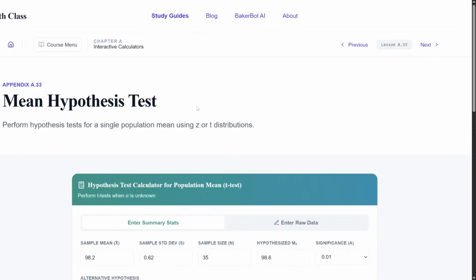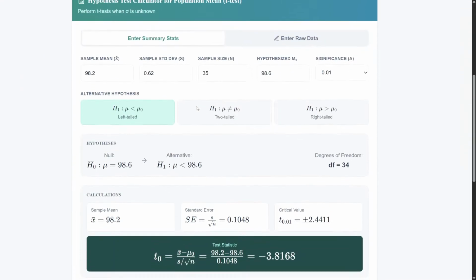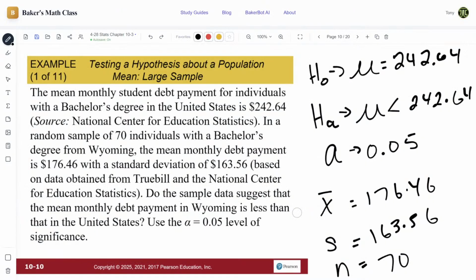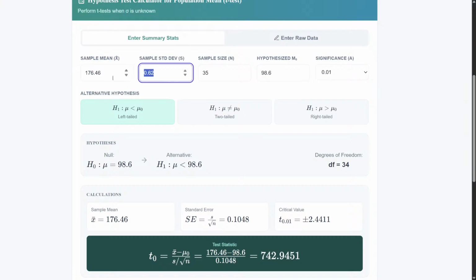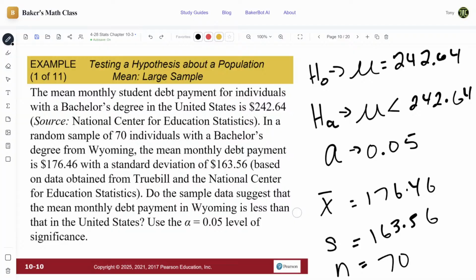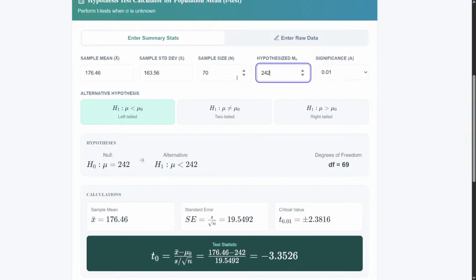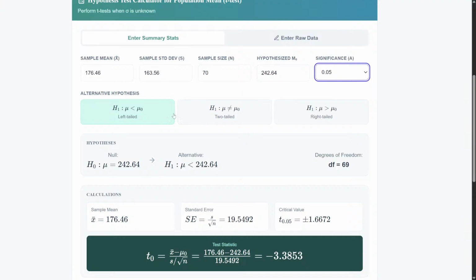All right, so let's see. So this calculator is 33. So my sample mean is 176.46. 163.56. 242.64. And level of significance is 5. And we're looking at less than.